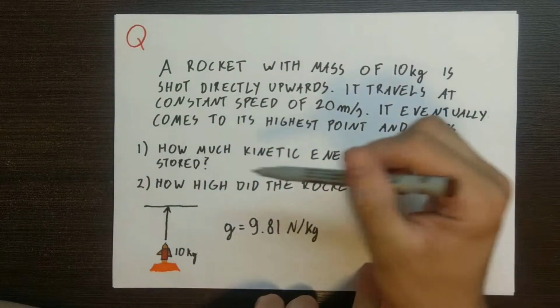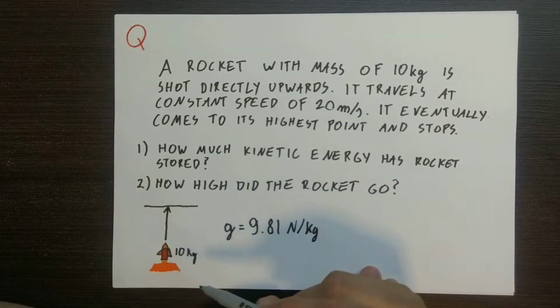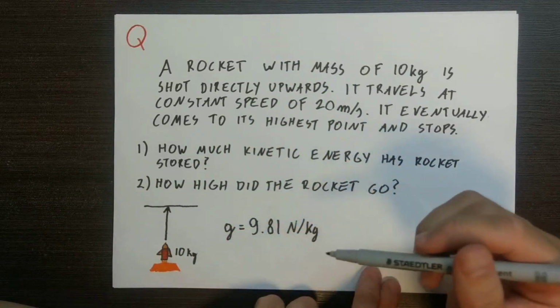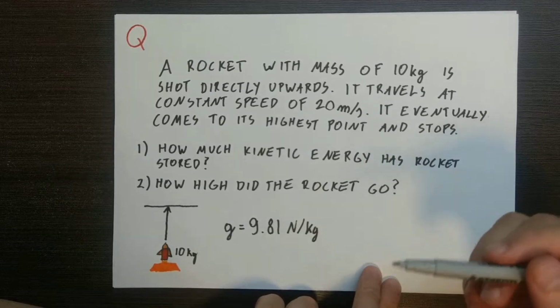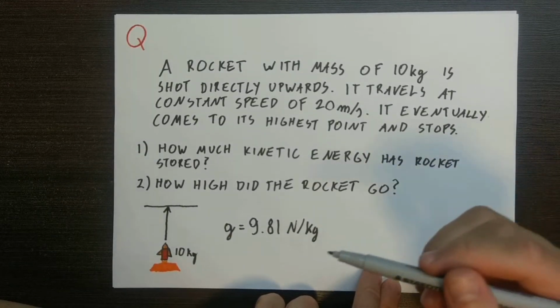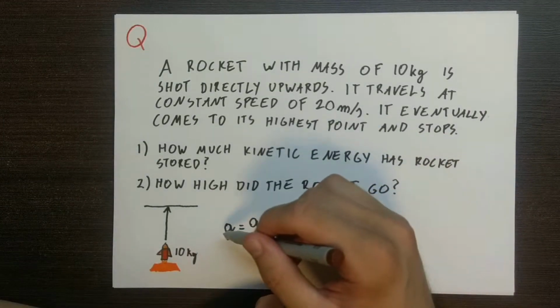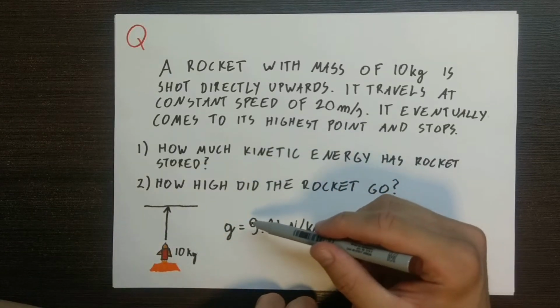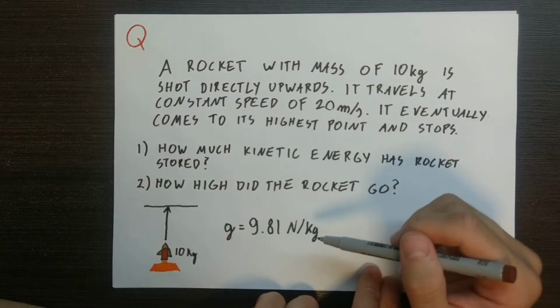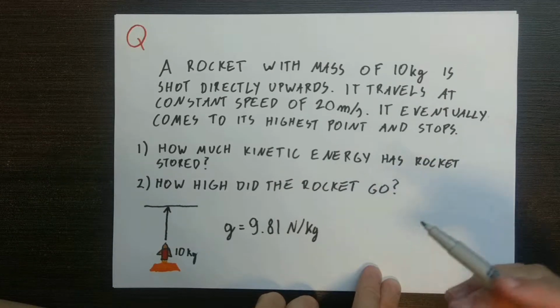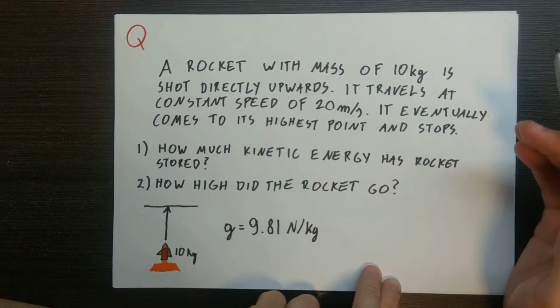Here I gave you a little summary diagram, the 10 kilogram rocket, and I gave you the value because this question assumes that we are on planet Earth at this stage. The gravity field strength is 9.81 newtons per kilogram. So the rest of it, I leave it up to you guys.